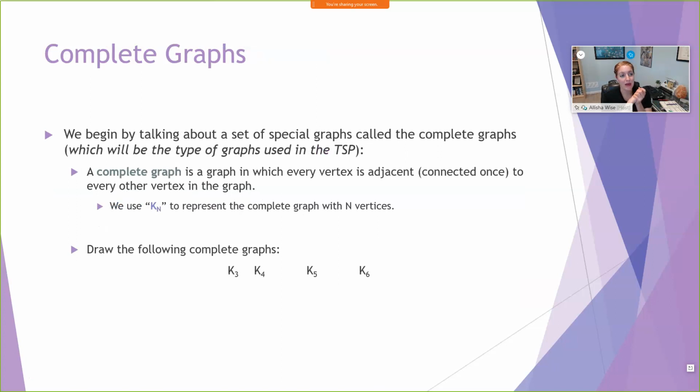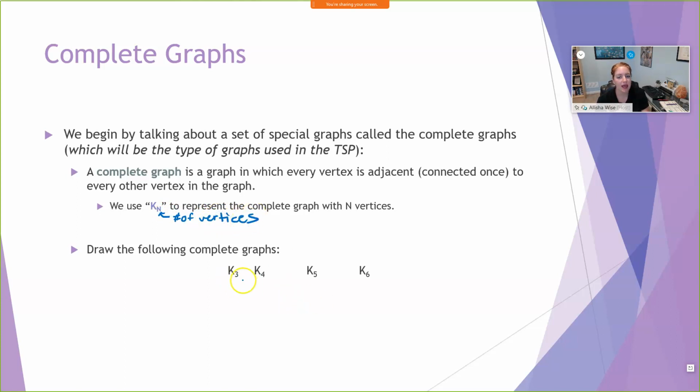So let's talk about complete graphs first. This is the type of graph you're going to have to use for your homework assignment, complete graphs. So a complete graph is a graph in which every vertex is adjacent or connected to every other vertex. So just think of it as you can get from any city to any other city. These complete graphs are going to be represented using the symbol K sub n, where n is the number of vertices.